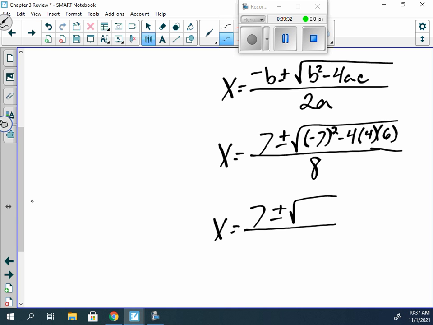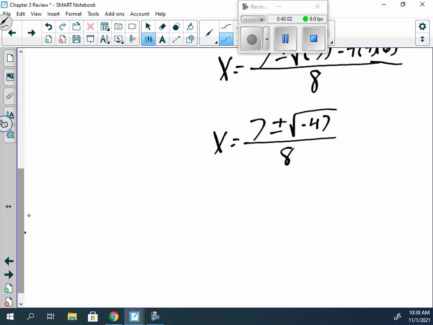Is that what you guys got, or no, something different? Yeah, 47. Yeah, negative. Did you put the negative 7 in parentheses? Okay. Because 8 times 6 is negative 47? Ah, yes. Because 4 times 4 is 16, and 16 times 6 is going to give us a number way bigger.